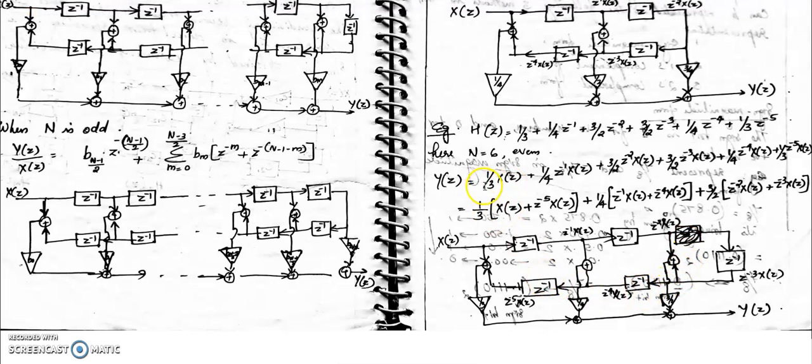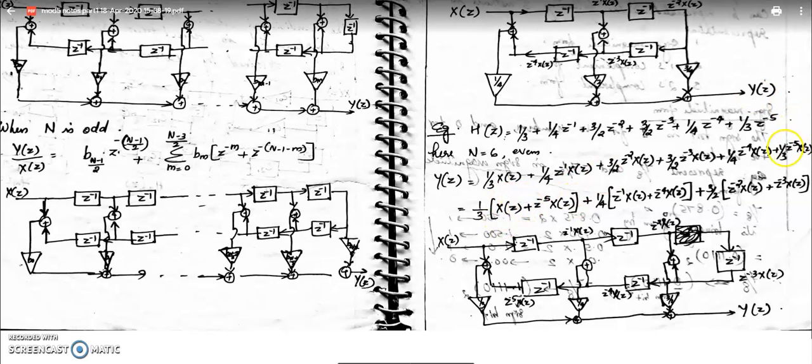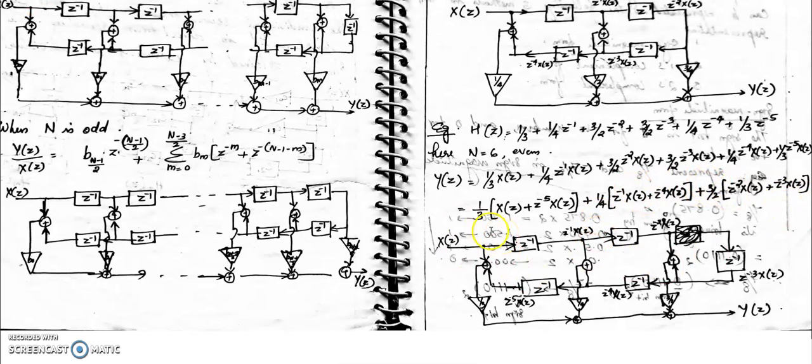So here also you take the common coefficient separate. If you take 1 by 3 common, then x of z and z raised to minus 5 x of z. If you take 1 by 4 common, z raised to minus 5, like that. Before drawing the structure you have to check how many delay units you require. So here 5 delay units.